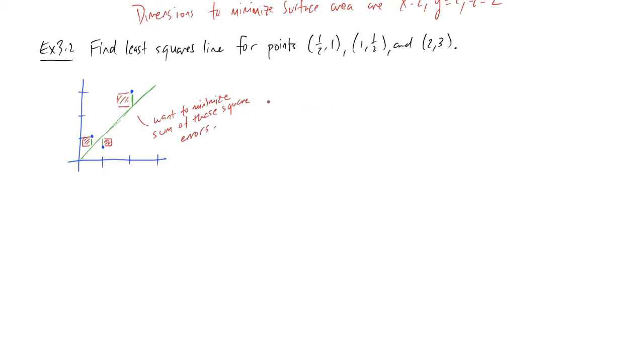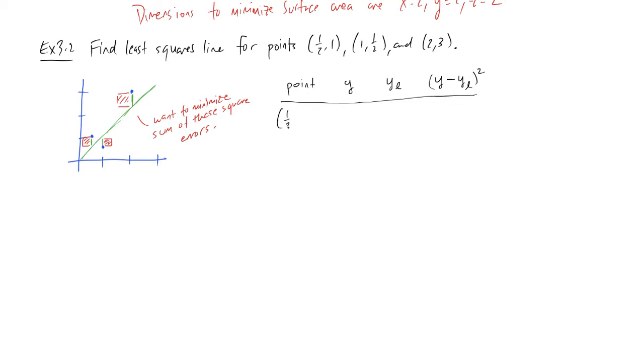Okay, so let's make a little table here. We'll start with the point. We'll look at the y value of that point. We'll look at the y value of the line, just a general line, and then we'll look at the difference between the point and the line and square it.